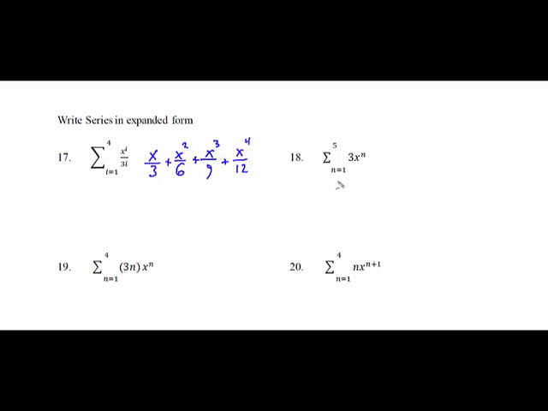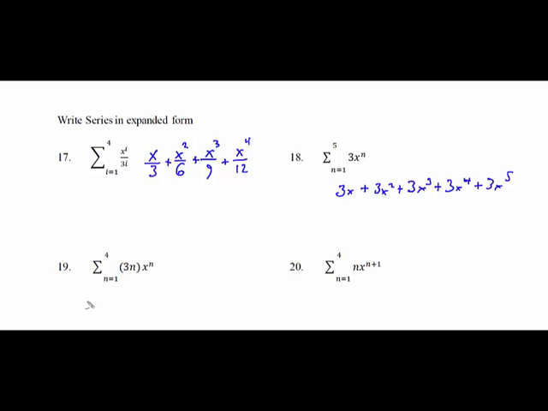All right, problem number 18. I'm going to plug in 1 through 5 here, so this is 3x to the first power, which I wouldn't write the 1 there in my final answer. Then 3x to the second power, and there's nothing more to simplify. 3x cubed, 3x to the fourth, 3x to the fifth. That was pretty straightforward. Let's do this one down here.